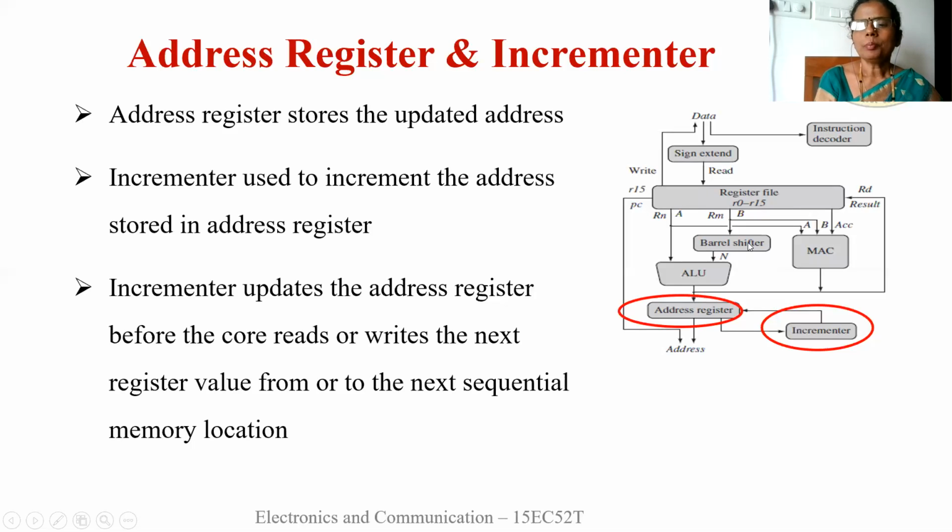Then the barrel shifter pre-processes the data. The ALU does the arithmetic and logical operations. The MAC does multiplication and the result is stored in Rd. The address register holds the address. The incrementer increments the address register content.